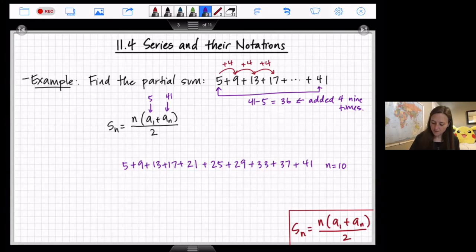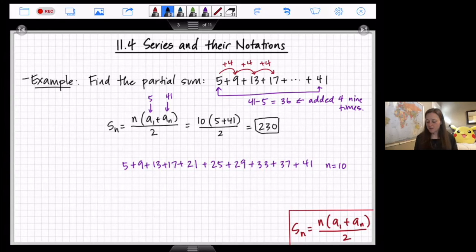I'm going to plug into my formula. I've got n equals 10, 5 plus 41 divided by 2, and that's going to give us our partial sum. So I'm going to do 10 times 5 plus 41 and divide that by 2, and I get 230. And a quick check on the calculator, if we just type in all of this stuff down here, will tell us that 230 is the right sum.